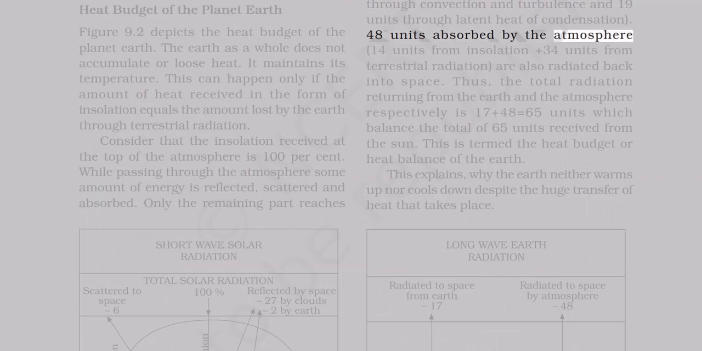48 units absorbed by the atmosphere, 14 units from insolation plus 34 units from terrestrial radiation, are also radiated back into space. Thus, the total radiation returning from the Earth and the atmosphere respectively is 17 plus 48, equal to 65 units, which balance the total of 65 units received from the Sun. This is termed the heat budget, or heat balance of the Earth. This explains why the Earth neither warms up nor cools down despite the huge transfer of heat that takes place.